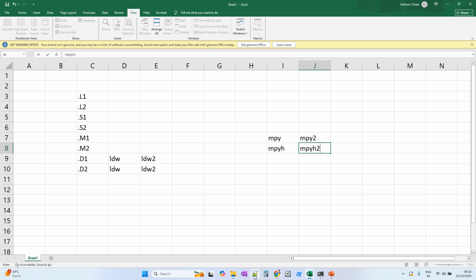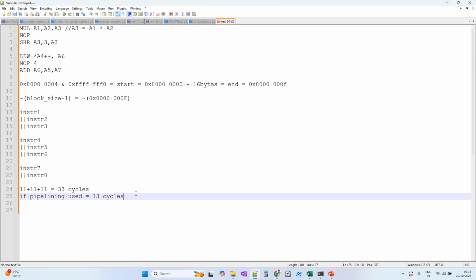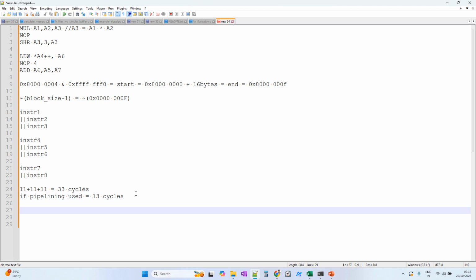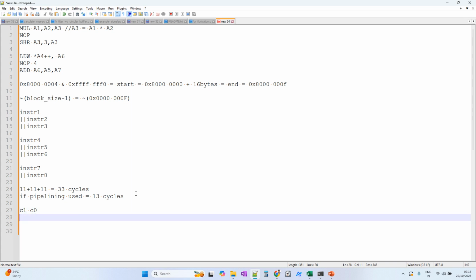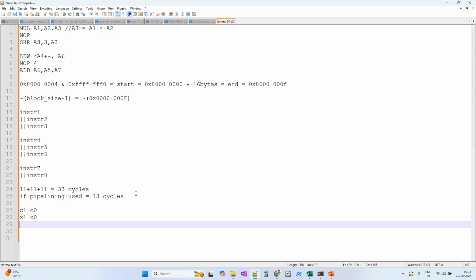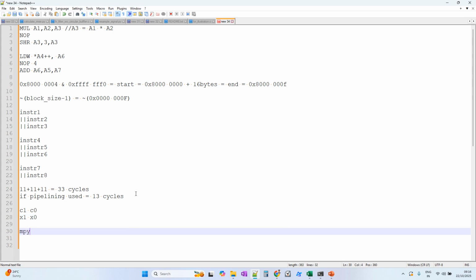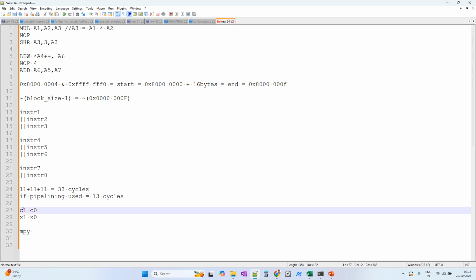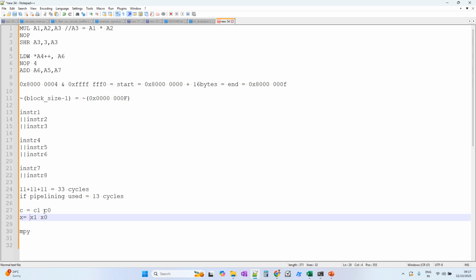So what we are doing here is, we are loading 2 16-bit values, like C0, C1 and C0 we are loading, and then we are loading X0, X1 and X0 also. So MPY means C0 into X0 we are doing. This entire thing is C, the entire register. This entire thing is X.